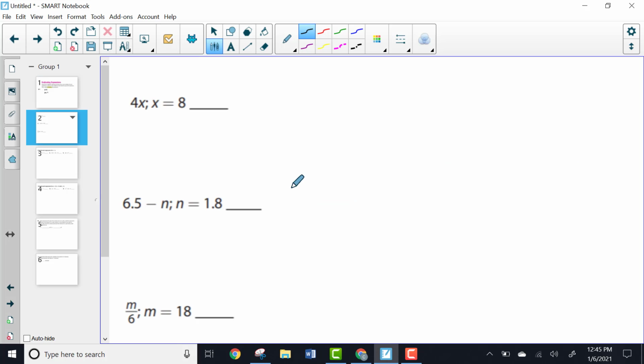So let's take a look at some of these problems, and you can see that these problems are on page 270 in your Go Math book. I would like you to turn there as well.